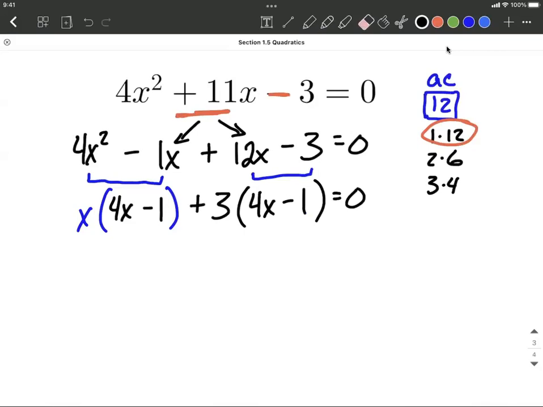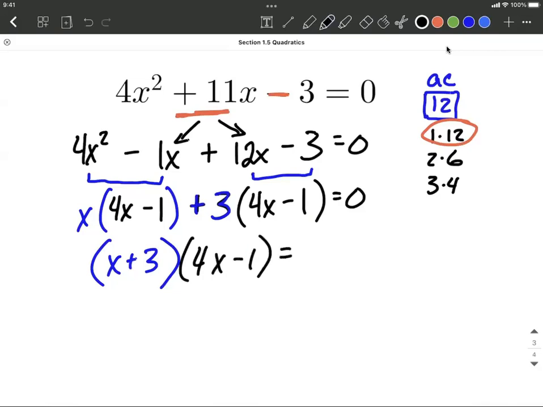You can also double check this by saying, well, if I redistribute this 3 to both these terms on the inside, do I get those same two terms that we had up above back? All right, the last thing we want to do on this is what's out in front of our sets of parentheses. The x plus 3 is going to go in one set of parentheses. And then what's inside the set of parentheses, 4x minus 1, is now a common factor. So it's going to go in the other set of parentheses.